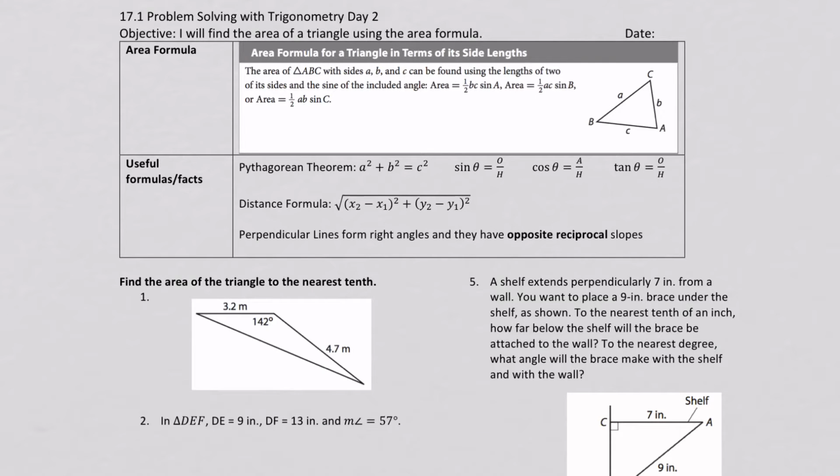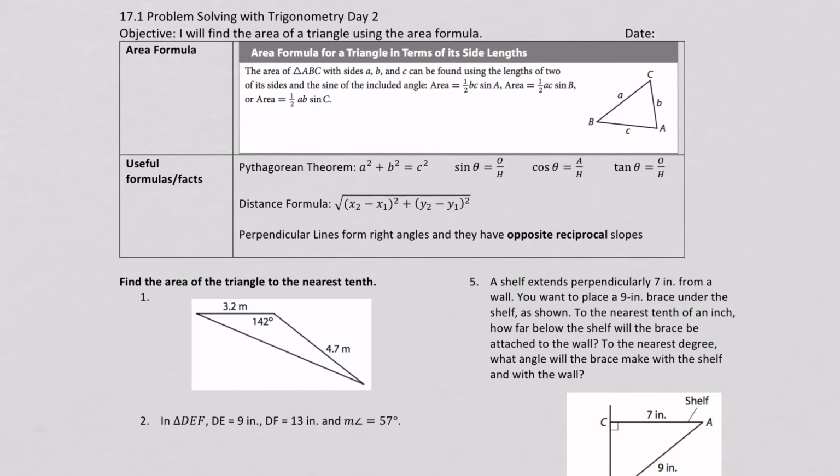Okay guys, this is 17.1, problem solving with trigonometry, day 2. So this is a continuation of what we did in class on day 1. First I want to start with the area formula, which is what we did at the very end of class, but we didn't actually get through the entire thing. Real quick I'll explain what the formula looks like, and then I'll tell you guys the easy way to remember how to use the formula.